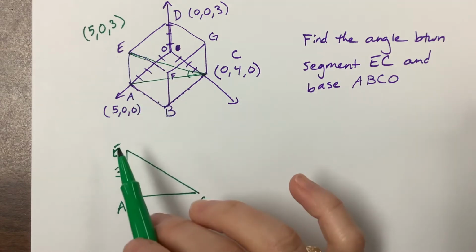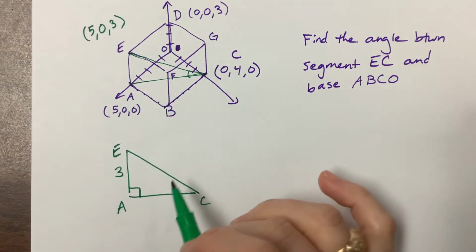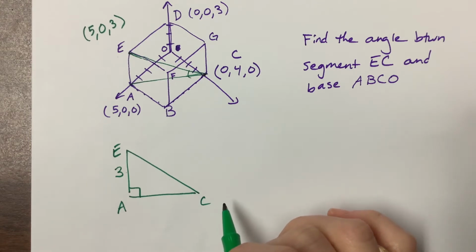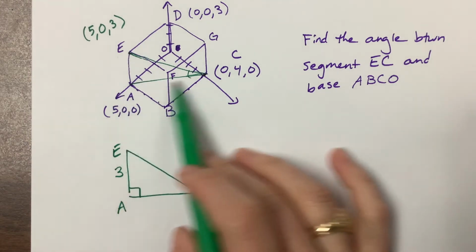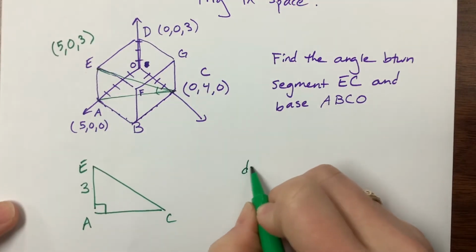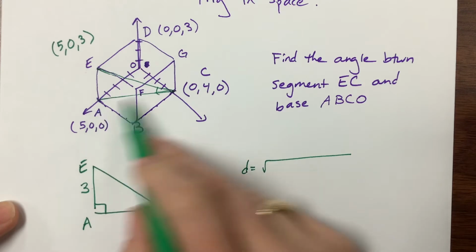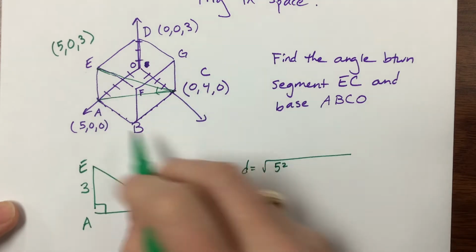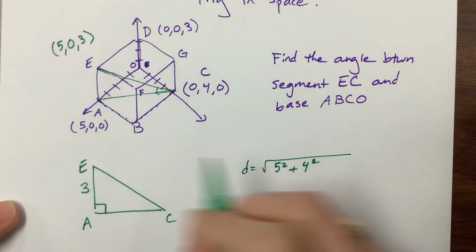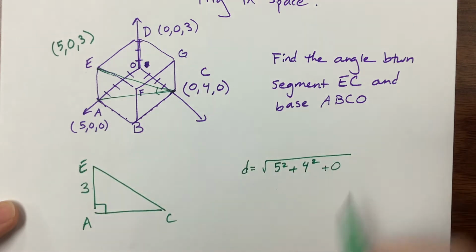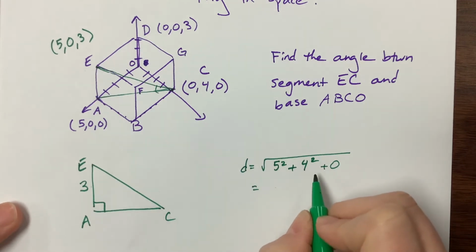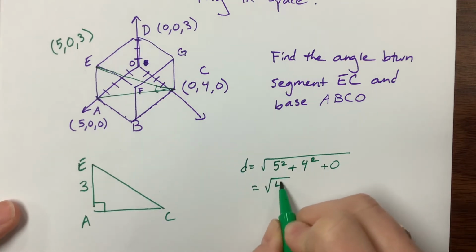Let's see, what's easier? I don't know. What did the book do? The book found AC. So they found AC. All right. Well, so I know that the distance is going to be equal to the square root of this minus that, so 5 squared, and then 0 minus 4, negative 4, but square it, and it doesn't matter if it's negative or not, and then 0 minus 0. So here's what we're looking at. So this is equal to 25 plus 16, which is square root of 41.